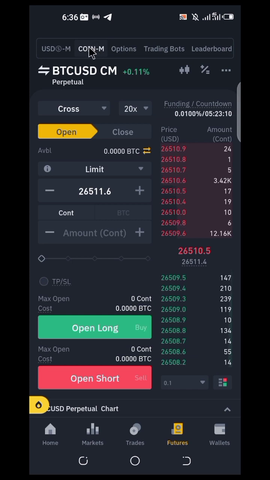So what this also means is that when you are trading using BTC, you are going to be settled in BTC. If you are trading using BNB, you are going to be settled in BNB. If you are trading using any of the altcoins, you are going to be settled in that particular coin.